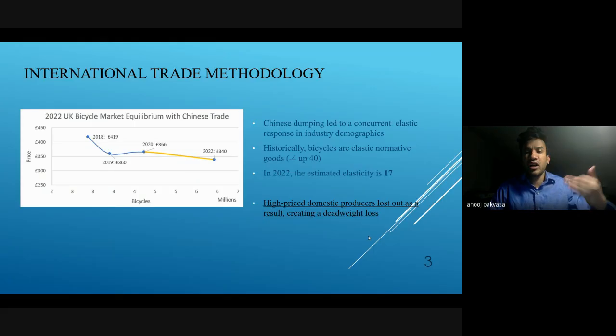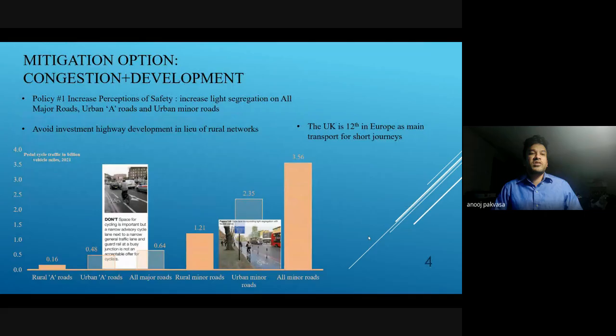As a result, high-priced domestic producers like Brompton with iconic brands lose out, and you might see bicycles from China in the range of $100 really kind of dominate the market, creating deadweight loss, social effects, as well as economic effects. So here are some mitigation options. One is, if there's a lot of bikes, there's going to be congestion. So one mitigation option is development. Increase perceptions of safety, increase light segregation on all major roads, urban A roads and urban minor roads.